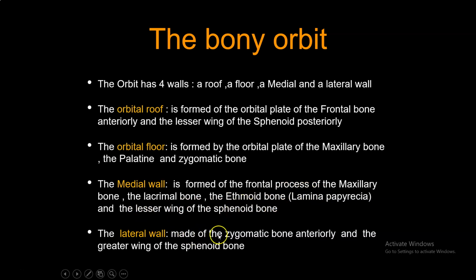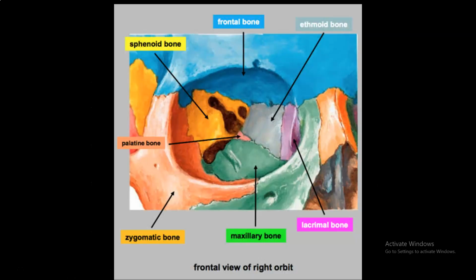The lateral wall is made of the zygomatic bone anteriorly and the greater wing of the sphenoid bone posteriorly. It's very easy to remember, and I'll show you how now. Let's talk about the roof first, then the floor, then the lateral and the medial wall.